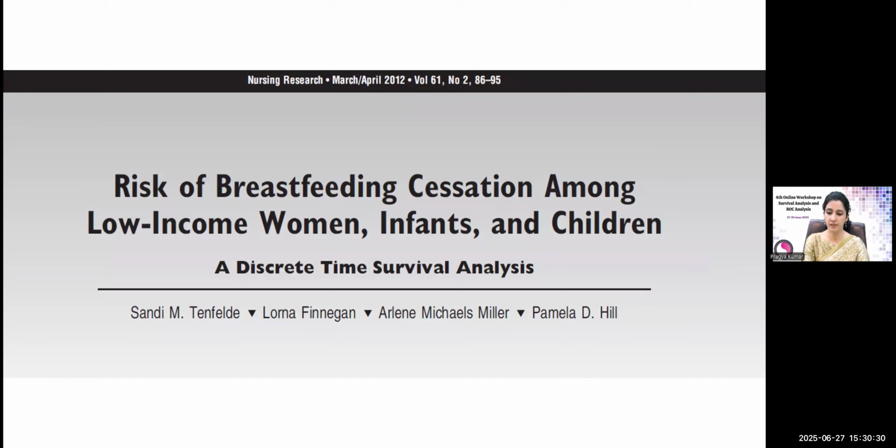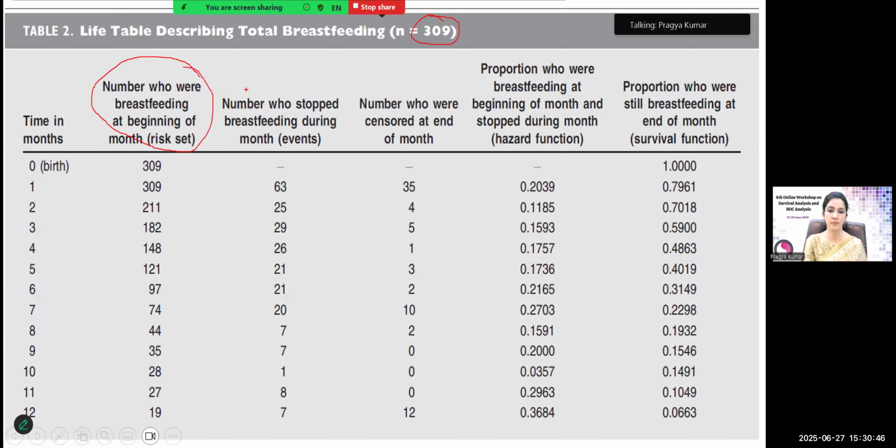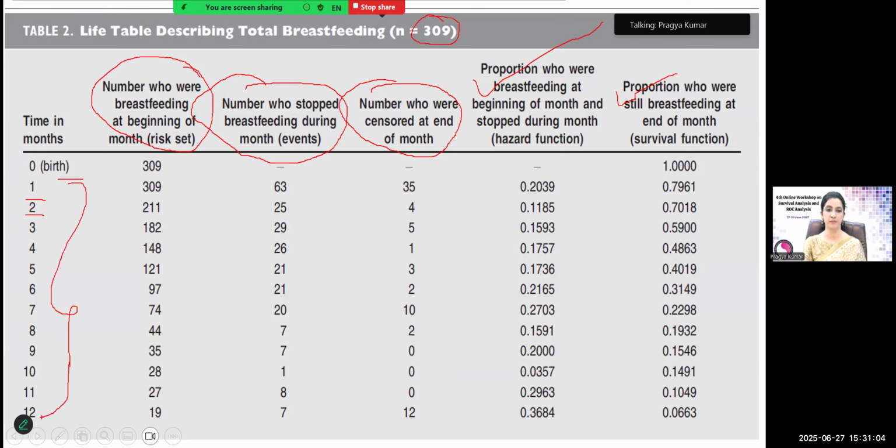And this is the life table, which is describing the breastfeeding experience. And you can see the total number was 309. They have given the table with the number who were breastfeeding at the beginning of the month, the number who stopped breastfeeding during the month, and the number who were censored at the end of the month. Then they have given the hazard function and the survival function. They have taken this from birth, then at 1 month, 2 months, 3 months, and followed them up for a 1 year period.